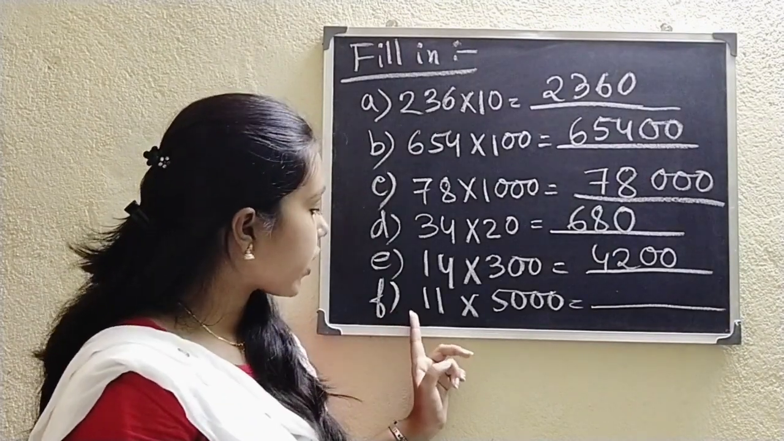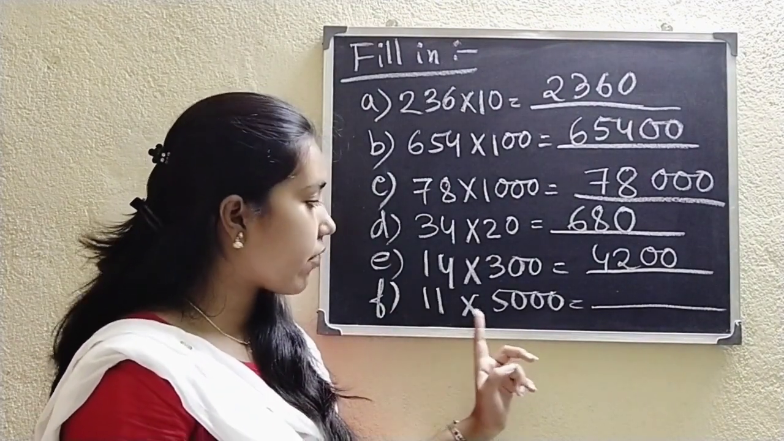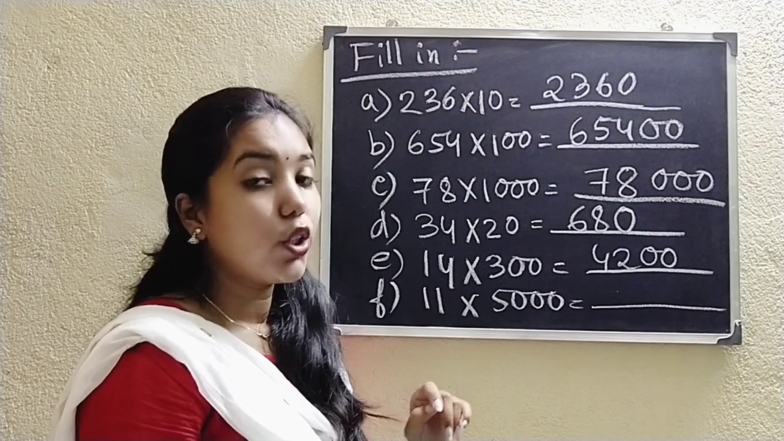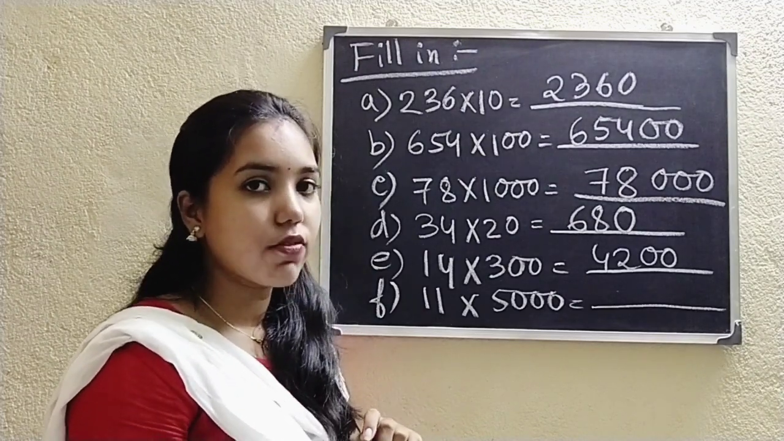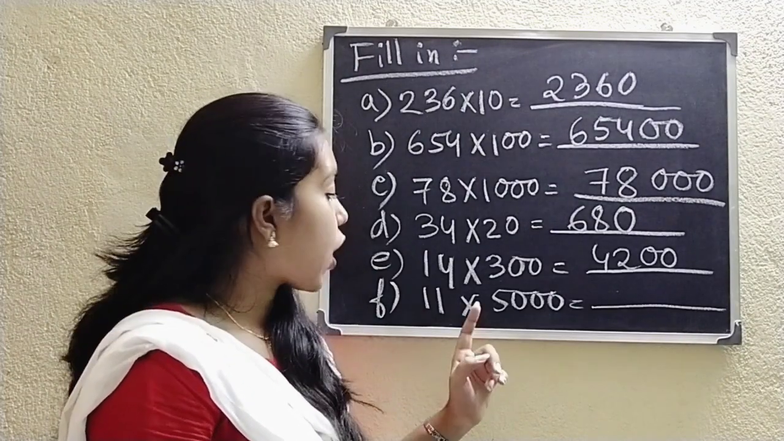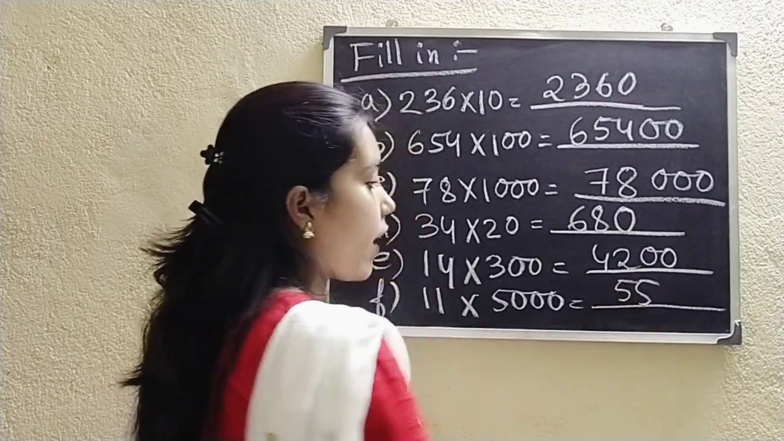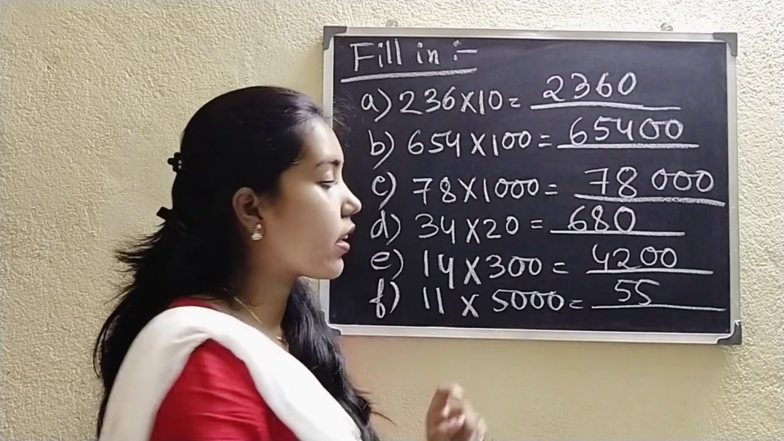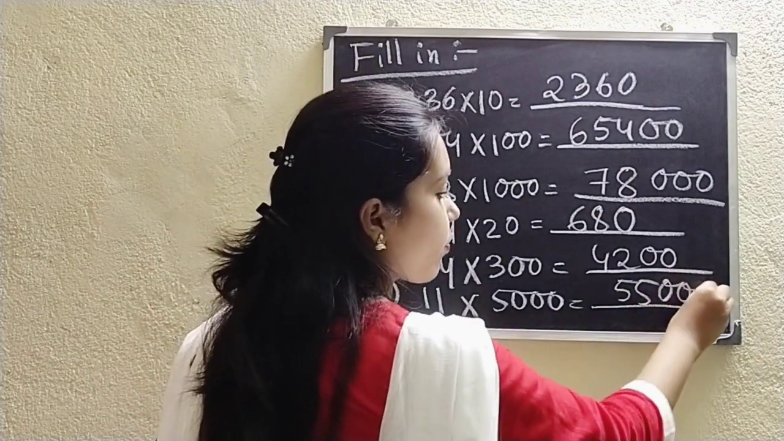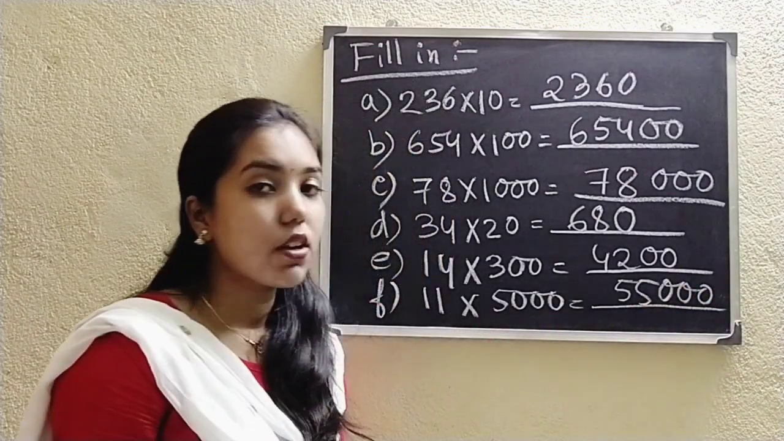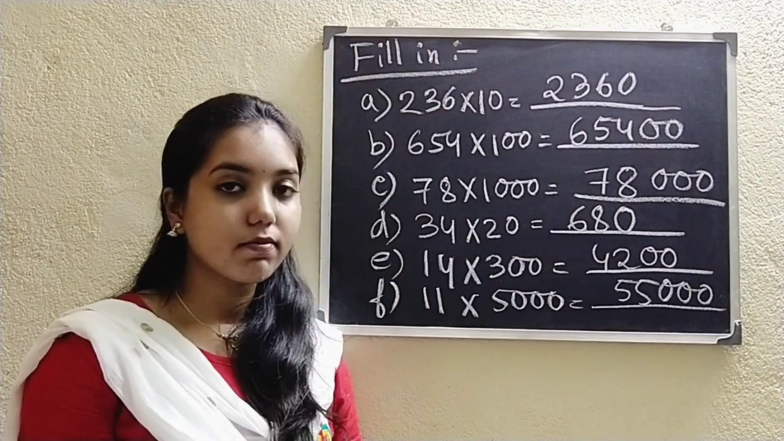In the sixth question, we are told to multiply 11 by 5,000. We will group 5,000 as 5 into 1,000. Now 11 into 5 is equal to 55. And we put these 3 zeros on the right side of 55. So our answer is 55,000.